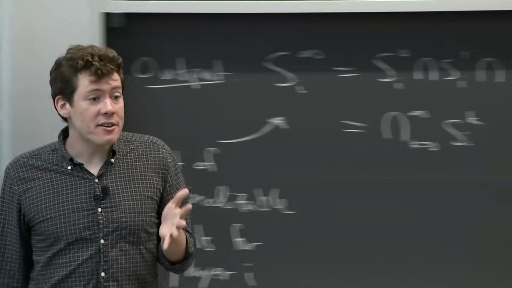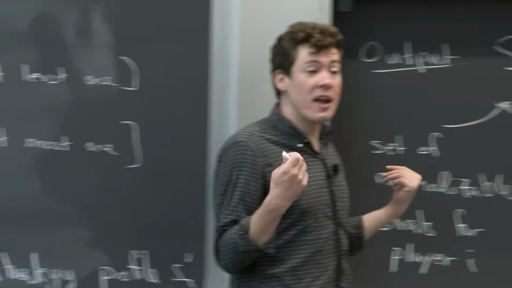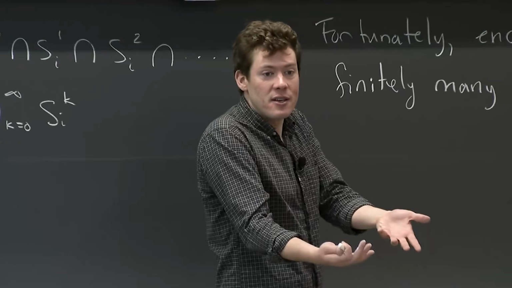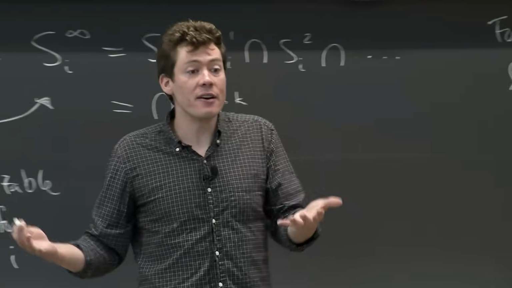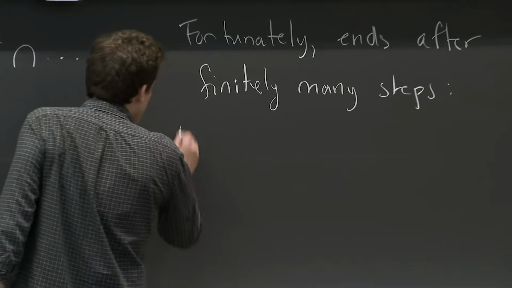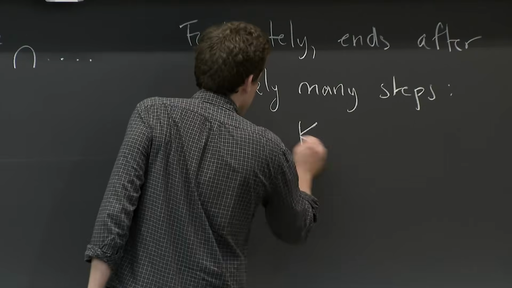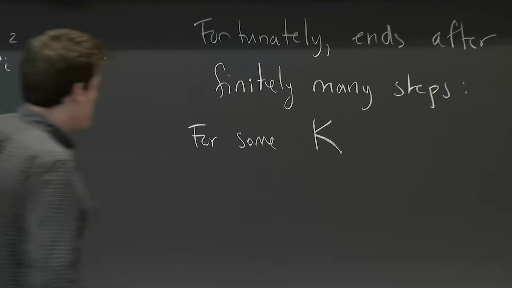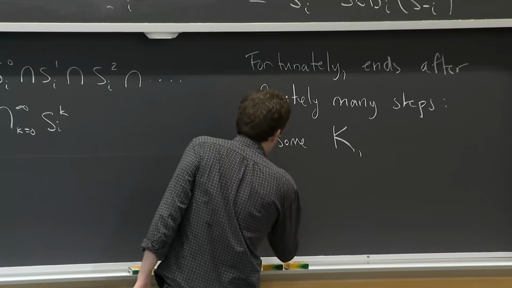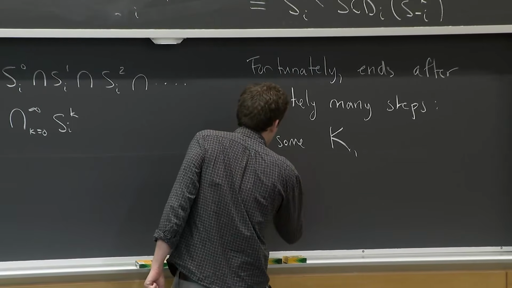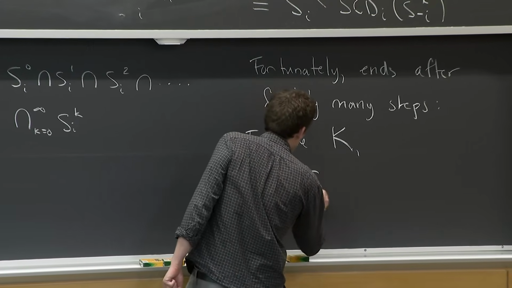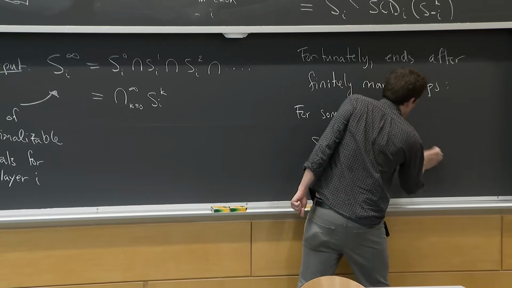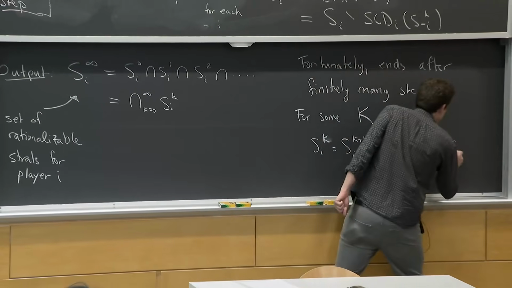But what ending means, kind of going back to the question earlier, is I get to a point where I can't throw out any more strategies. And if I don't throw any more out at one round, then I'm not going to be able to throw any more out at the next round. And basically, the algorithm is just going to become static. There's going to be nothing else that happens. So formally, what it means is for some big K, after K steps, subsequent steps don't change anything. So S_i^K equals S_i^(K+1) equals S_i^(K+2), and so on, for all i.